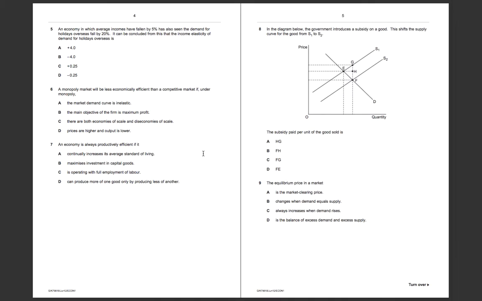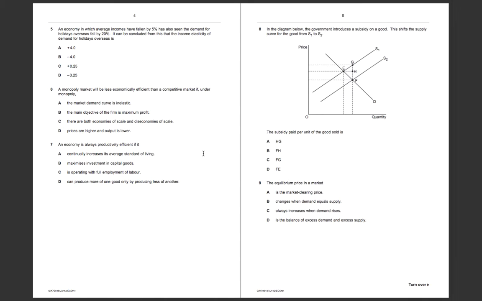C is operating with full employment of labour. Now productive efficiency is when an economy operates with full employment of available resources. Now labour is one of those resources, but it doesn't by itself mean the economy is definitely going to be productively efficient. Okay, so productive efficiency is when there's full employment of all of the available resources.